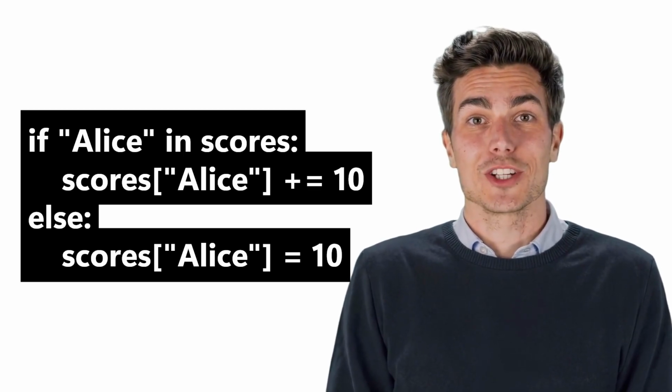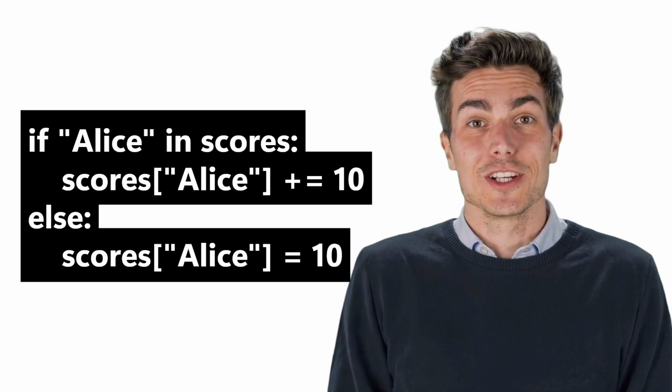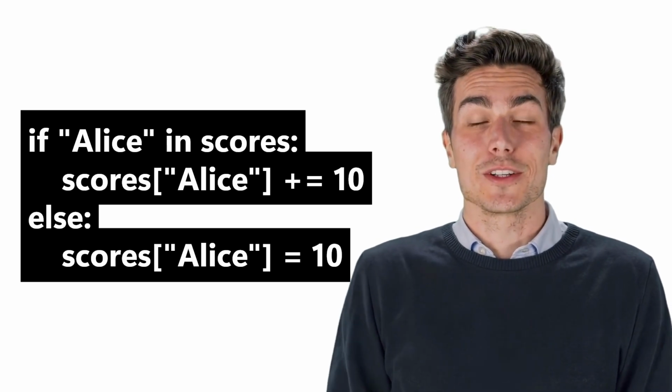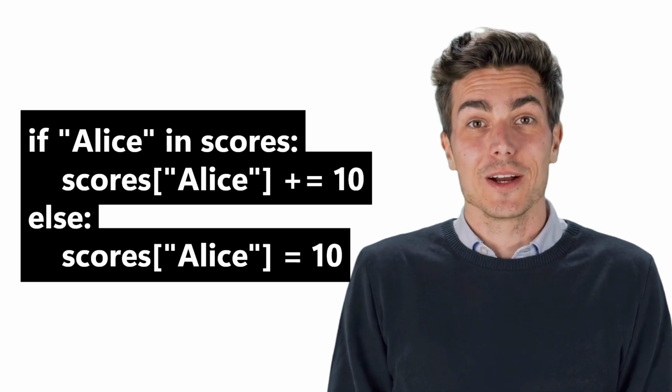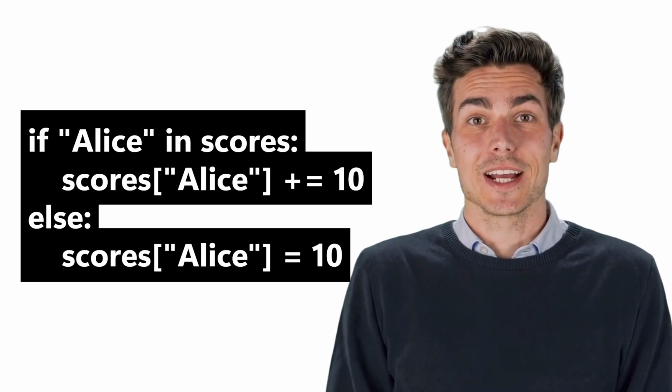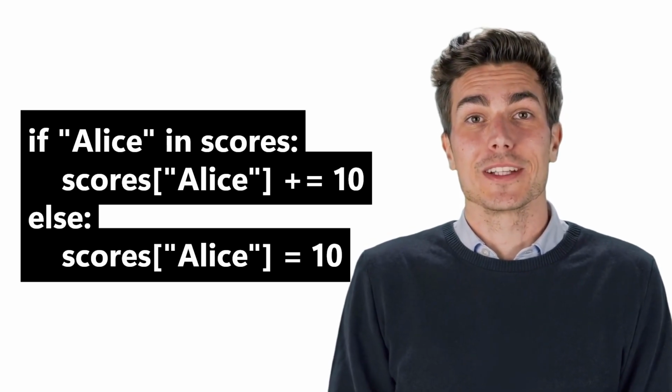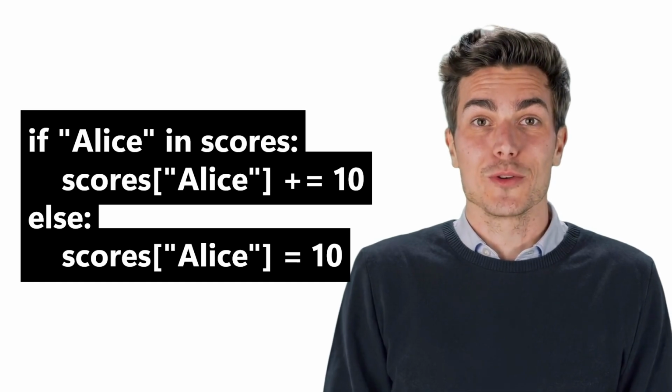Here comes the use of defaultdict. With a normal dictionary, you'd have to write an if-else condition. If Alice is in scores, then add 10 to the value of Alice. Else, create and assign 10 as the value to it. But defaultdict removes all that extra code.